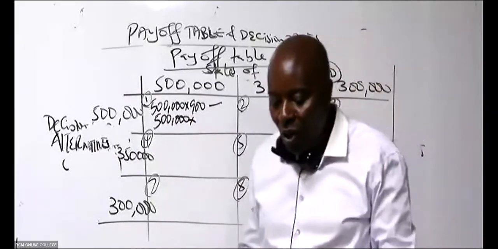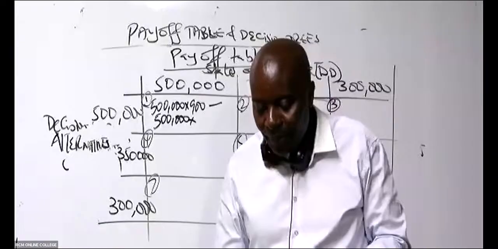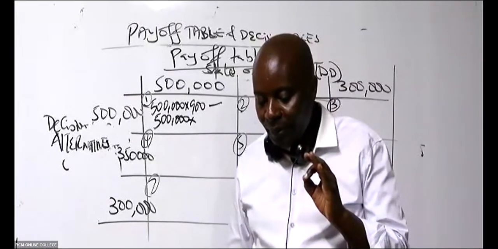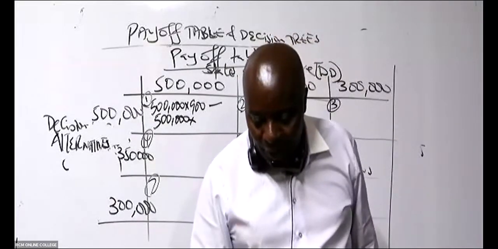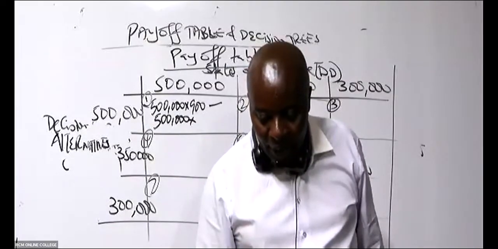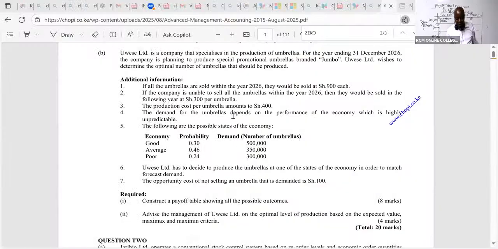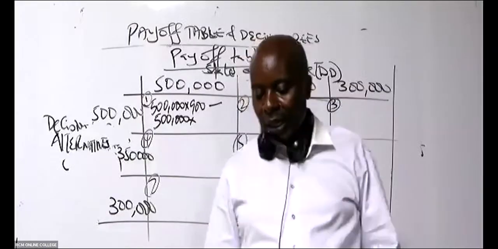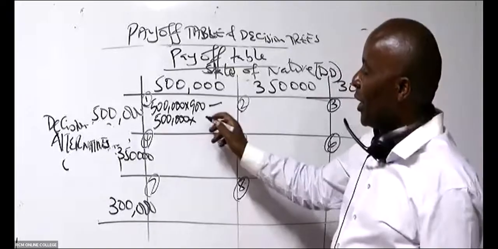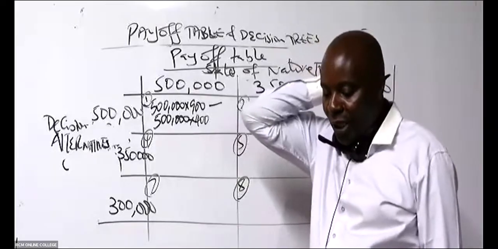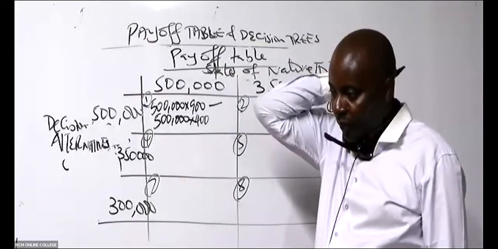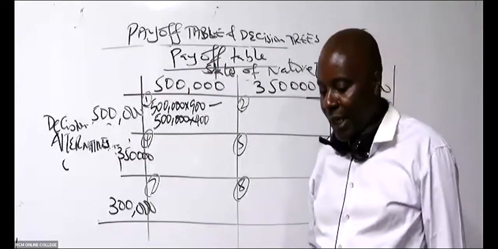Is there somebody who is able to see the cost of supplies per unit from the question? It's 400, Bob, isn't it? Yeah. They have told us, look at note 3. The production cost per umbrella is 400. So minus 400. Or rather, 500,000 times 400. So is there somebody who is able to give us an answer now here? If it's too huge, you can cut the many zeros.